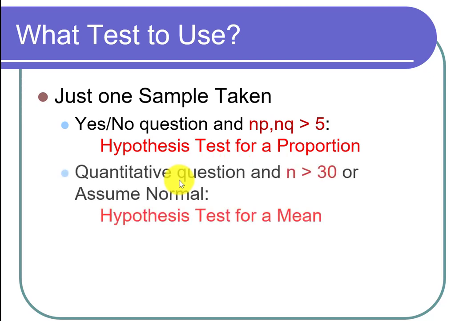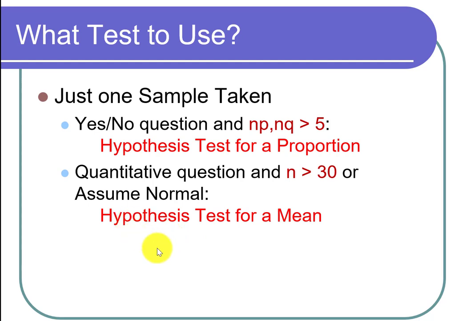On the other hand, if it's a quantitative question, and you also have to have n greater than 30, or you have to have a normal distribution, then we're talking about a hypothesis test for a mean if we're doing a test. Of course, if it's a confidence interval, we'll do a confidence interval for a population mean.